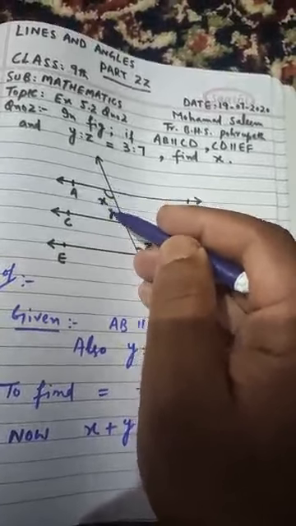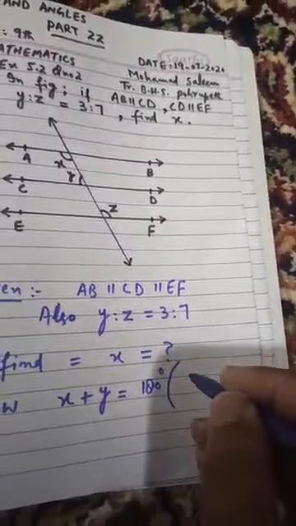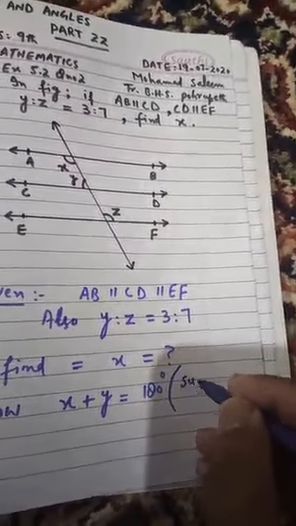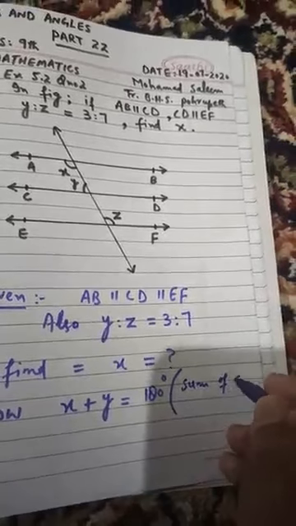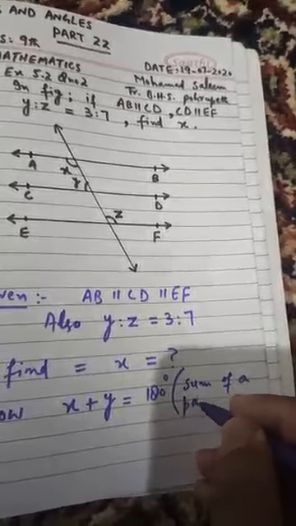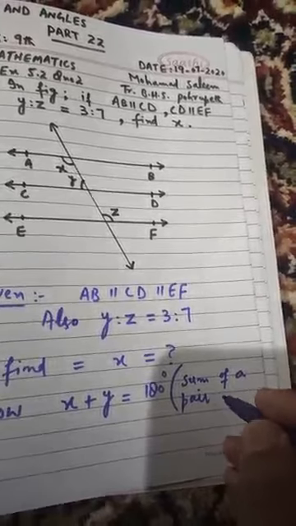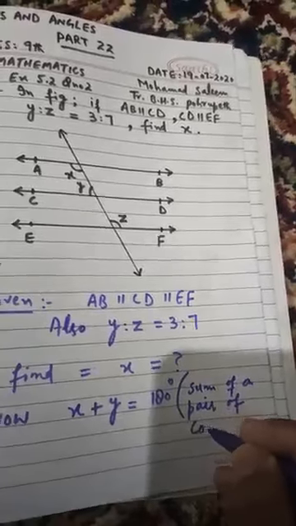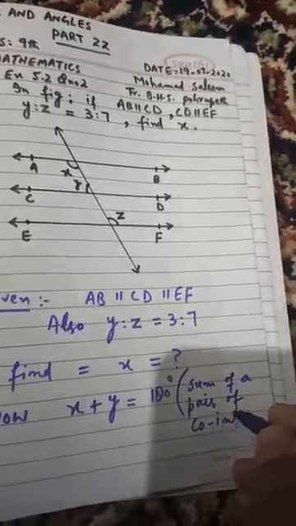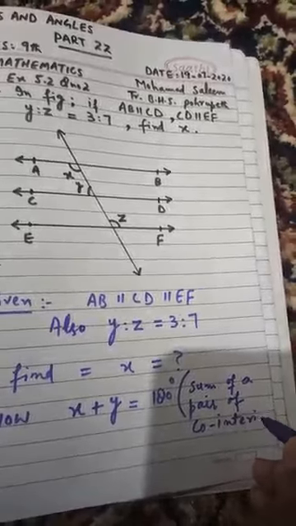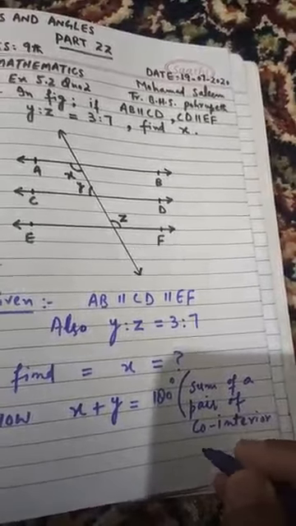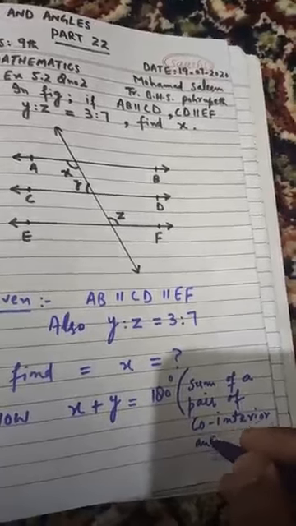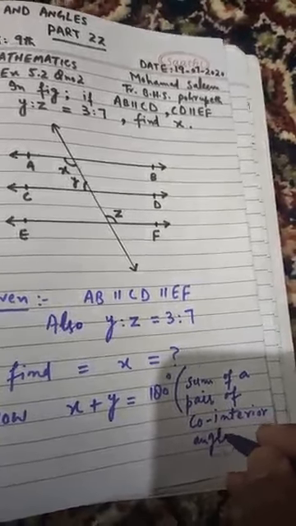So in bracket we can write down: sum of a pair of consecutive, or we can write co-interior, angles.